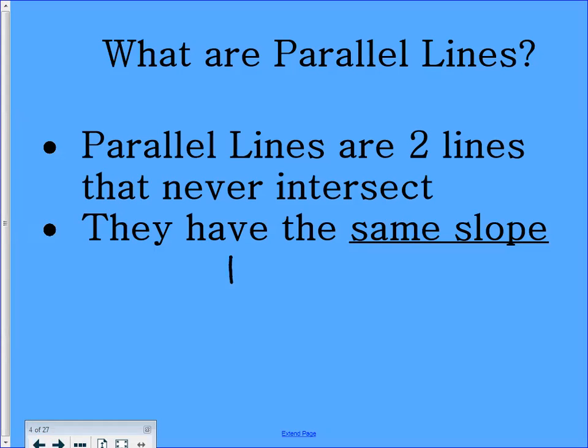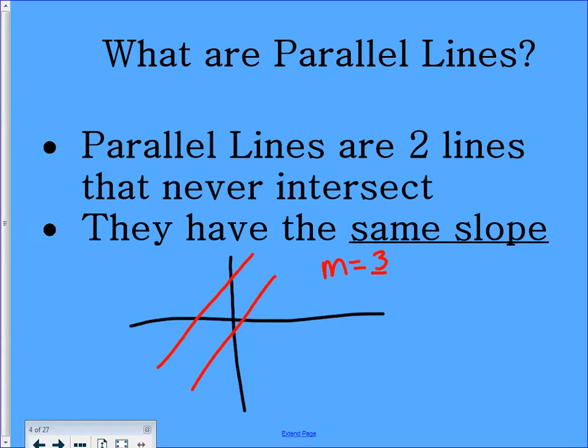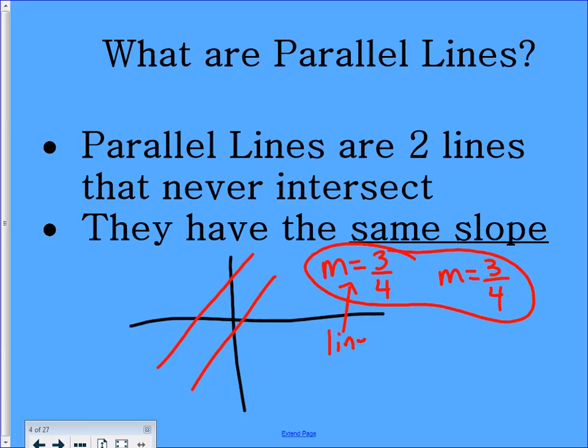If I was looking at a graph, my two lines, one of them would be like this, the other one would be like this. If one of the lines had a slope of 3/4, then line 2 would have a slope of 3/4, okay? They both are going to be exactly the same. There's no difference between line 1 slope and line 2 slope.